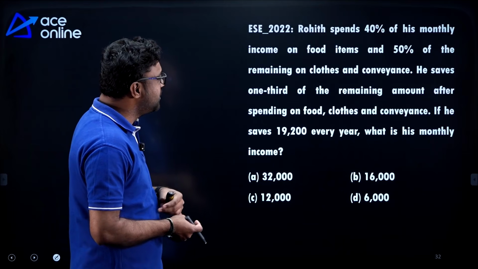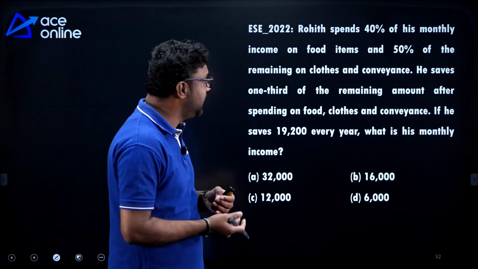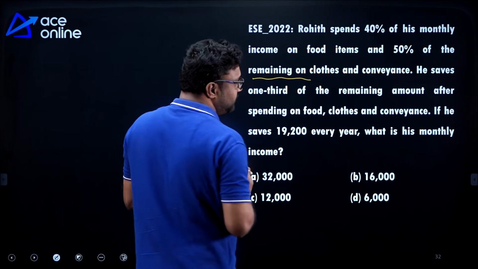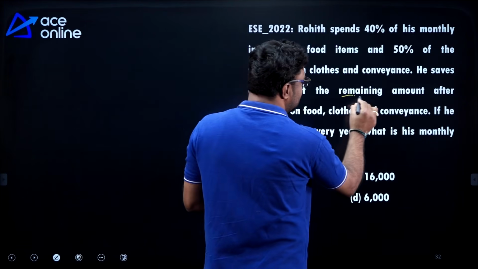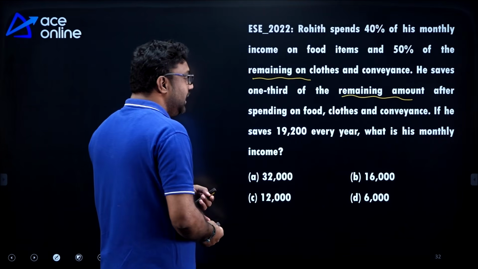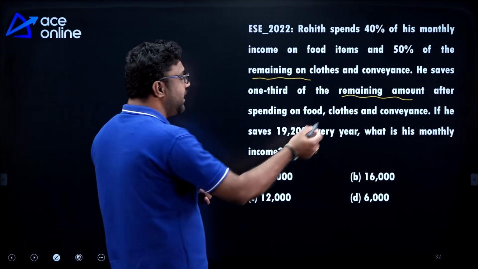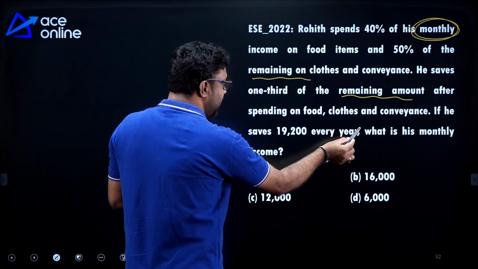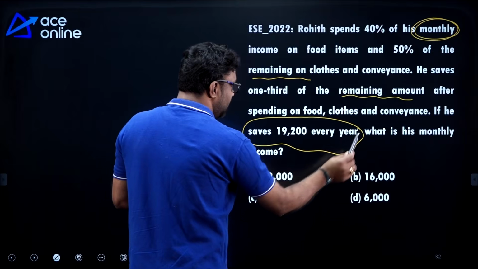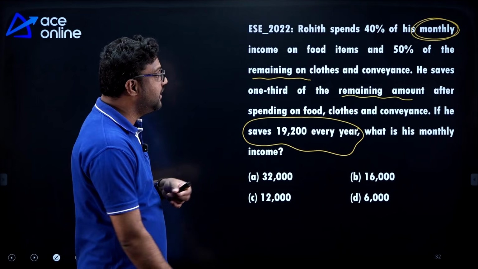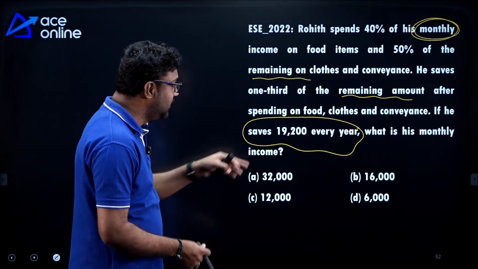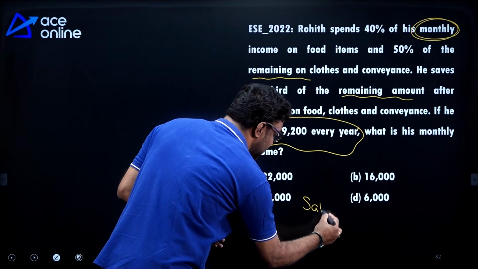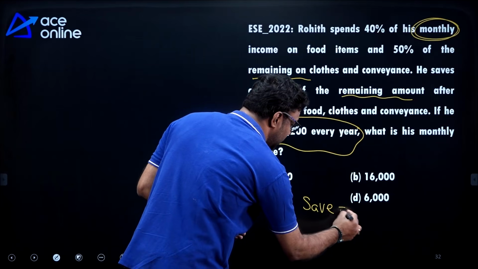Now let's see this question given in ESC regarding percentages, and we have to be very clear regarding the word remaining in the question. Here also remaining, right? And this is regarding monthly income, but savings are given per year. Monthly discussion is happening, but savings are given per year. We have to convert this savings to per month, which means we have to divide by 12.